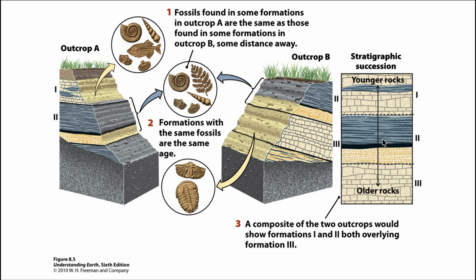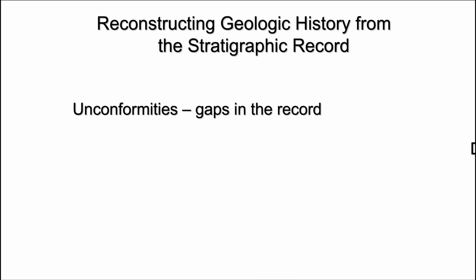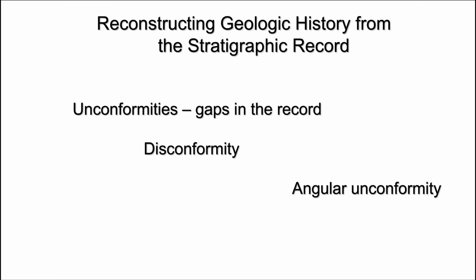Again, with the older rocks on the bottom, intermediate rocks in the middle, and youngest rocks on top. When we started reconstructing geologic history from the stratigraphic record, we noticed that there were sometimes gaps in the record. These are called lacuna, i.e. something that's missing. These are apparent in disconformities and angular unconformities.